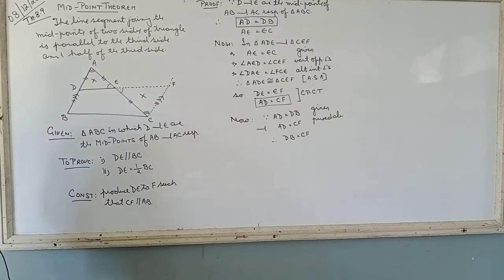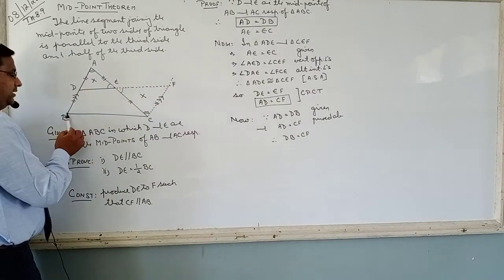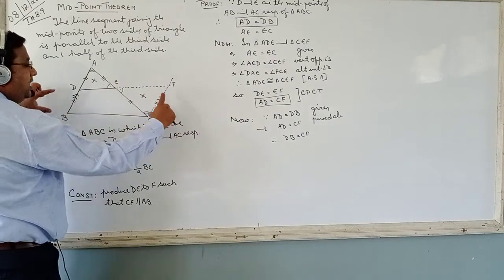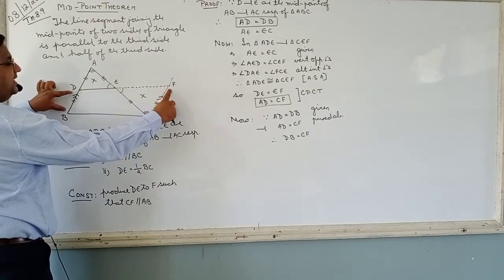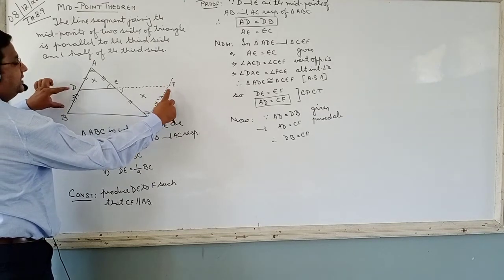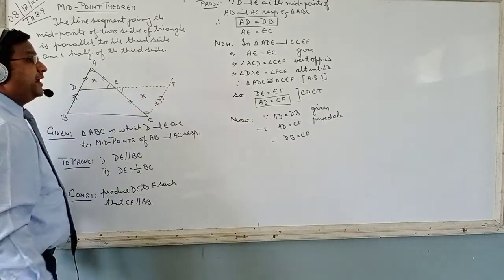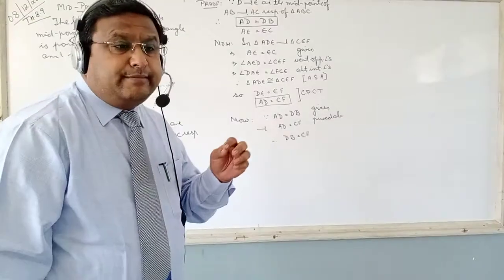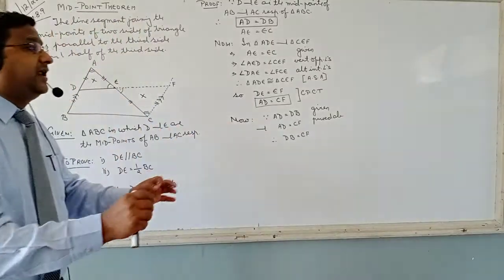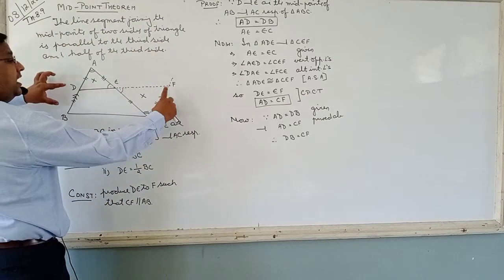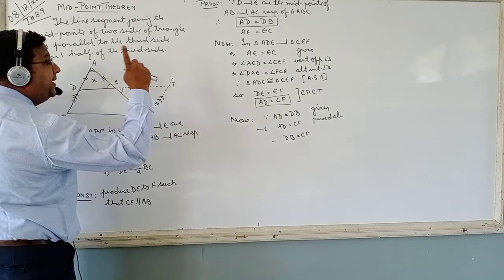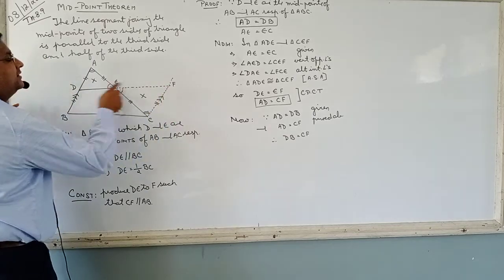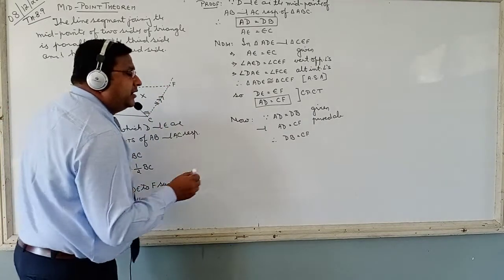Now observe quadrilateral BCFD. In this quadrilateral, a pair of opposite sides, DB, is equal and parallel to CF. So theorem 8.8 of the same chapter. Theorem 8.8 says if in a quadrilateral a pair of opposite sides, a pair means one pair of opposite sides, is equal and parallel, then it is a parallelogram.